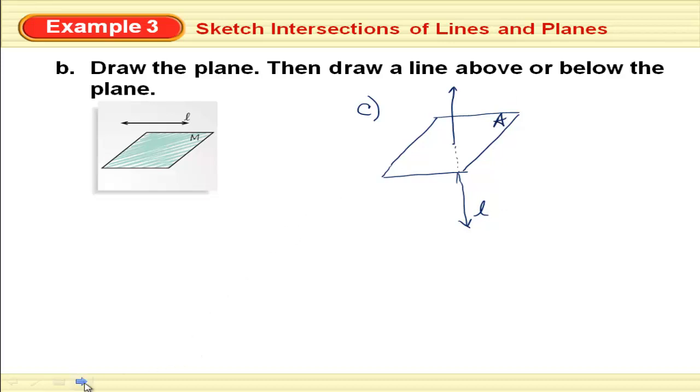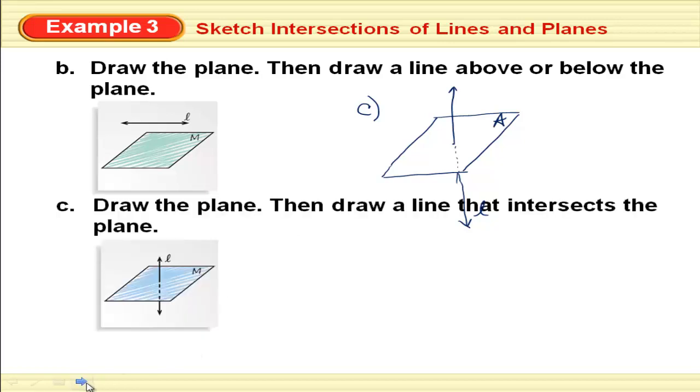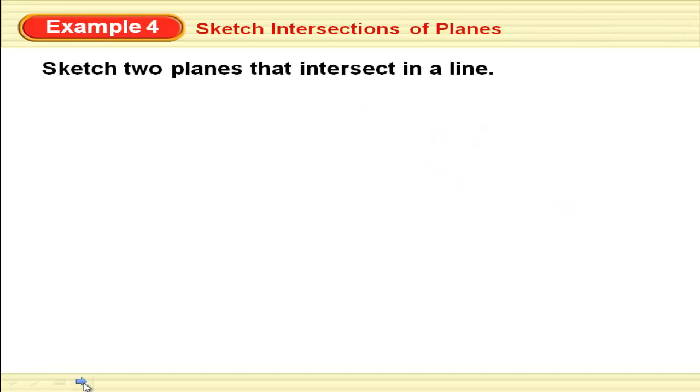Let's look at a much better drawing than mine. Here it is. Okay? And that's what you should have sketched. Let's do a little bit more sketching. Sketch two planes that intersect in a line. Now this is the hardest sketch to do. And there are some instructions here for you to do that.